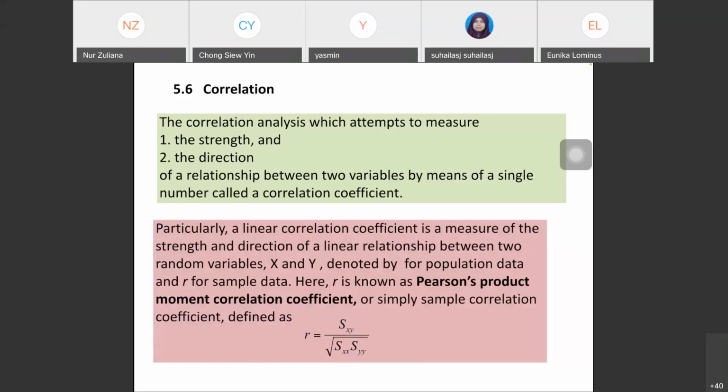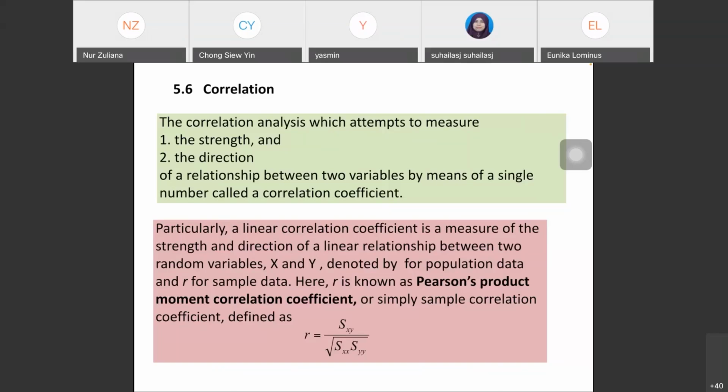Correlation attempts to measure the strength, kekuatan dia, and also the direction, arah dia, of a relationship between two variables, by means of a single number called the correlation coefficient, perkali korelasi. Particularly, a linear correlation coefficient is a measure of the strength and direction of a linear relationship between two variables. So kita pakai symbol in here is R.